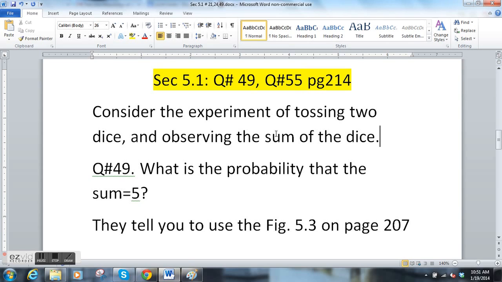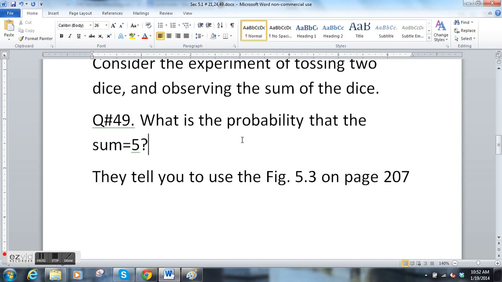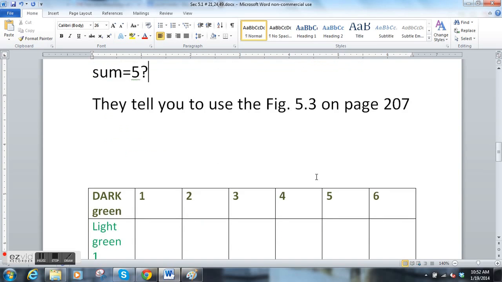So in the previous problems we were just tossing, or rolling, I like to say rolling instead of tossing, one die, and now we're doing two dice. So question 49 says, what is the probability that the sum of the two faces on the two dice will be 5? They tell you to use figure 5.3 on page 207, so you're welcome to do that. If you don't have that, or if you're having trouble on a test because you don't have the figure with you, you can do it this way.